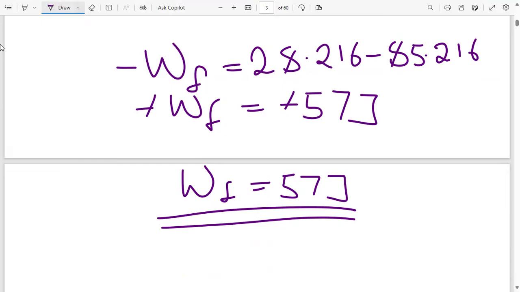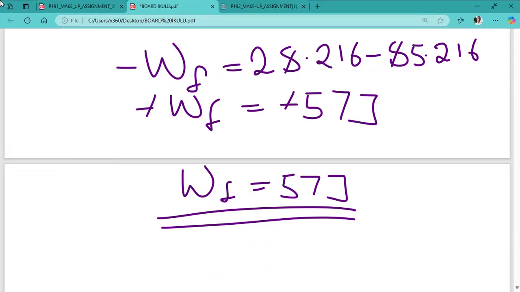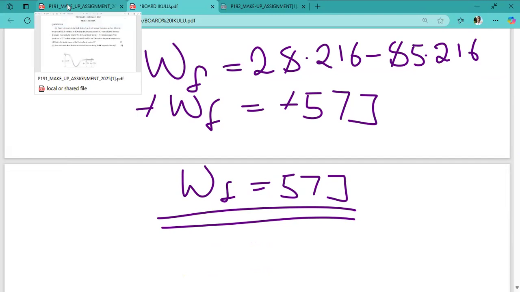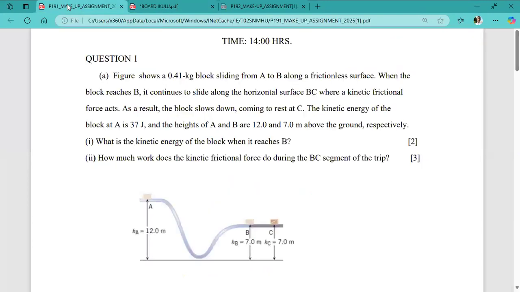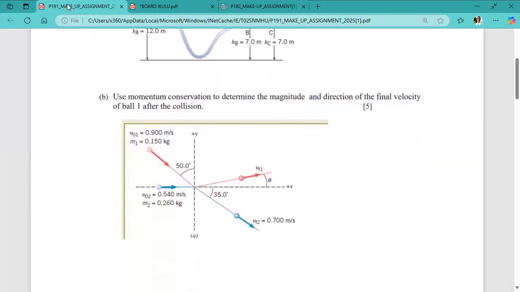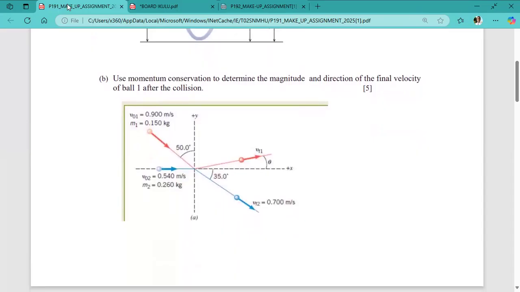We have calculated the work done by friction, and we've also calculated the kinetic energy of this block at point B. All right, so let's move on to the next question, which is question B, which is saying use momentum conservation to determine the magnitude and direction of the final velocity of ball 1 after the collision.